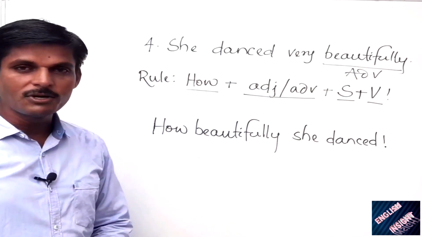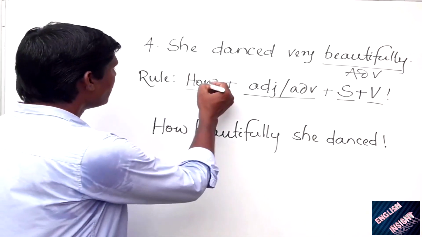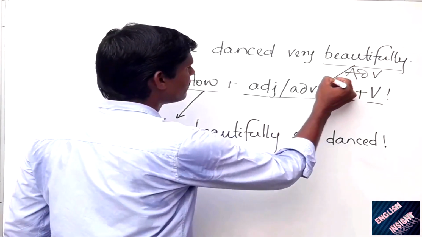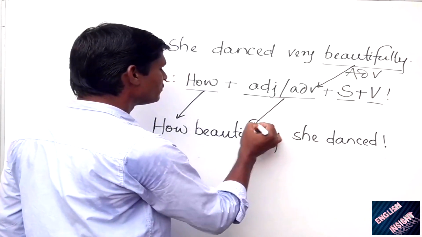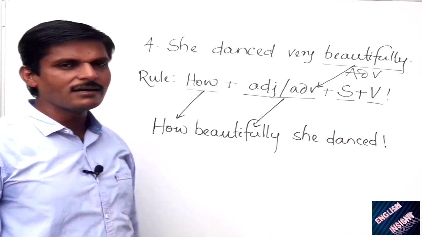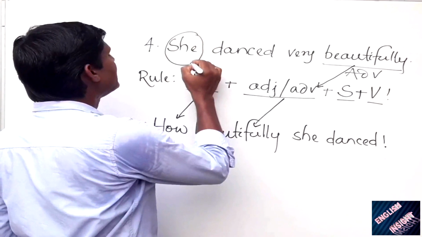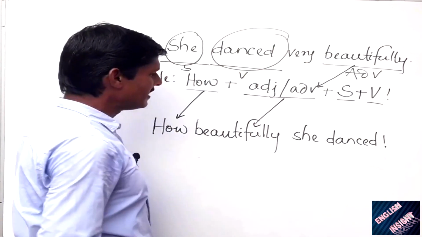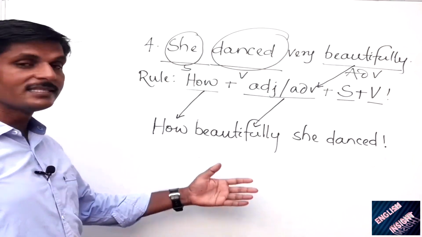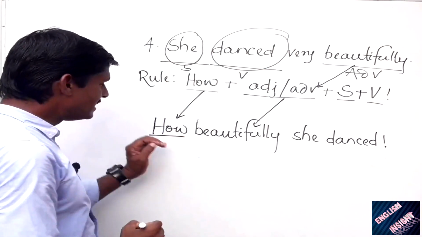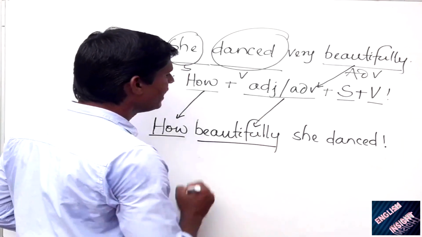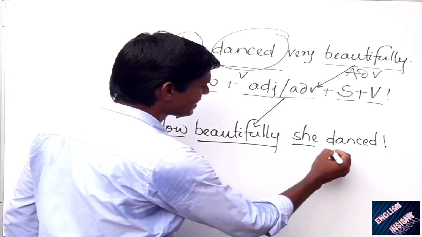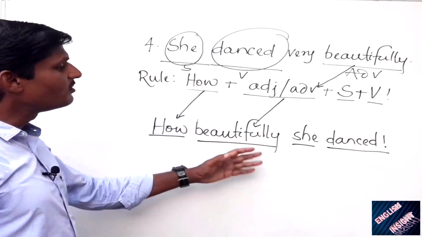So what must be the exclamatory sentence? We'll go with the rule. First we'll use how, then comes beautifully. It's the adverb here. So the adverb is used here: how beautifully. Then what comes? Then the subject comes. The subject is she here. And danced is the verb part. So what must be the sentence here? How beautifully she danced. So how is used first, then comes the adverb beautifully, then comes she, the subject, then comes danced, the verb. Okay, so the sentence is: how beautifully she danced.